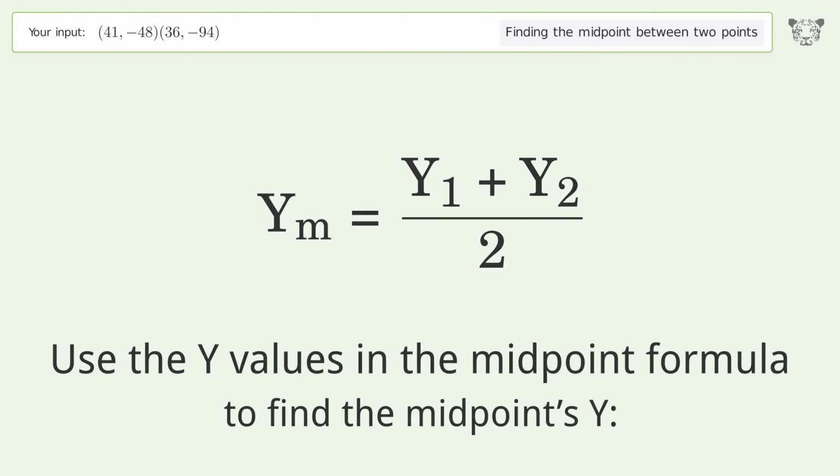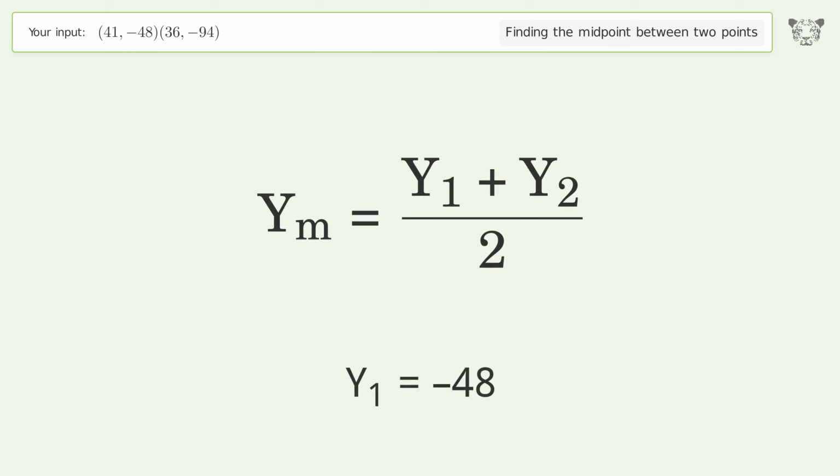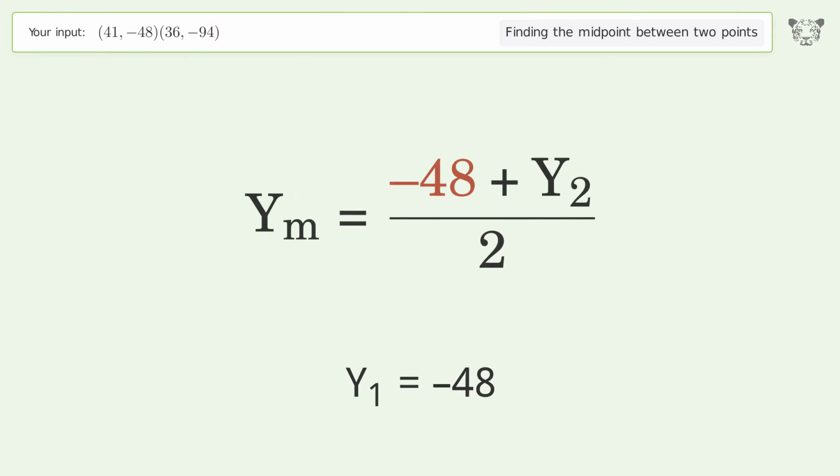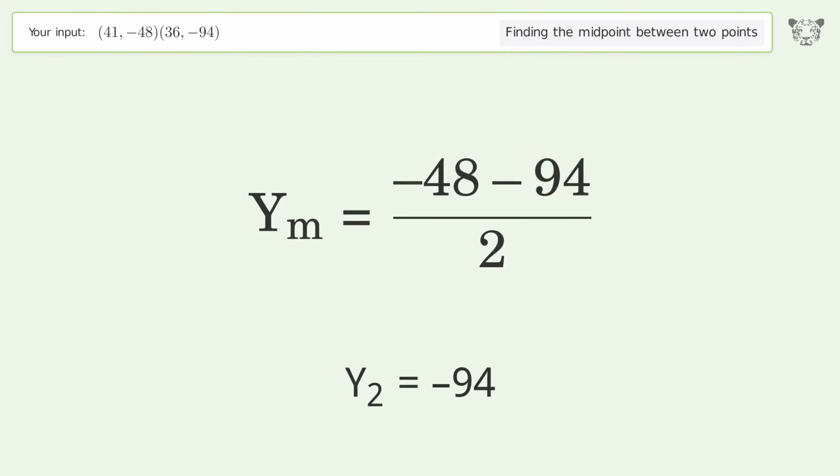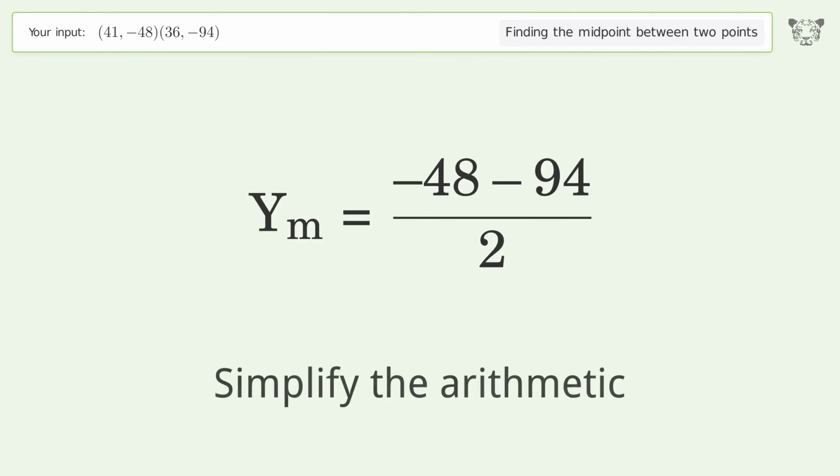Use the y values in the midpoint formula to find the midpoint's y. y1 equals -48. y2 equals -94. Simplify the arithmetic.